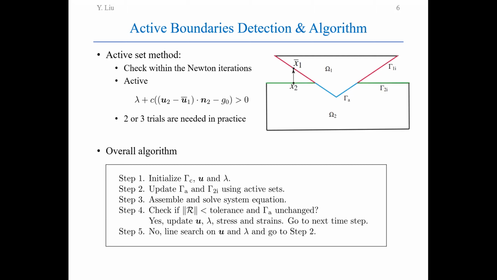In comparison, the active set method combines a contact check into the outer Newton iterations. During each Newton iteration, the method checks the following condition to determine whether this pair of contact is active or not, and updates the active set accordingly before the next iteration. So the two nested loops have been simplified into a single loop, and in practice, the exact active set at each time step can be determined with only 2 or 3 trials. After introducing all the important parts, we have the overall algorithm summarized in the box below.